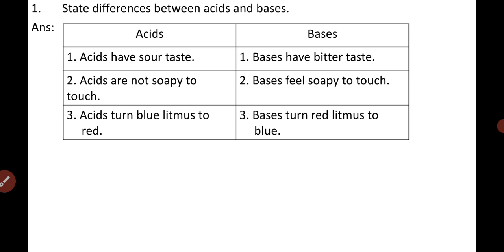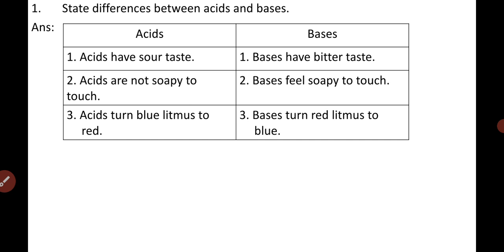First point of acids: acids have a sour taste. The taste of acidic substances is sour, and the taste of basic substances is bitter. That means bases have a bitter taste.